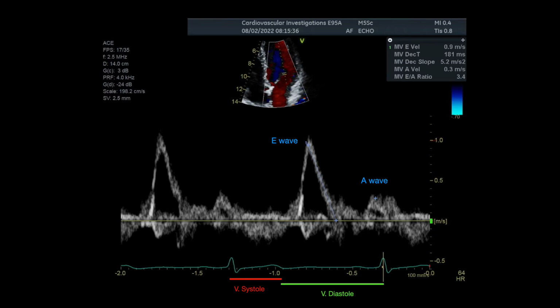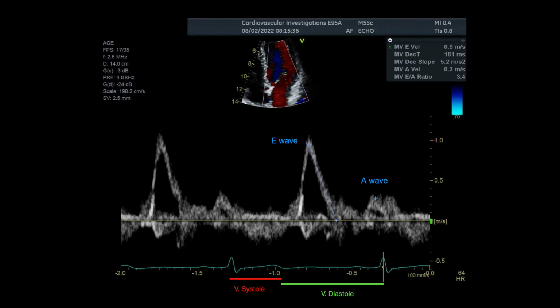So the first taller wave there is the E wave, and this represents early diastolic filling, which is the most of the filling of the ventricle. The smaller A wave represents late diastolic filling, or the atrial contribution to ventricular filling. When you're assessing diastolic function, the ratio of these two velocities, or the ratio of these two waves, is used along with some other measures.